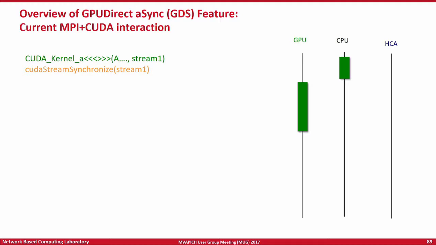So the challenge here is that because the CPU is orchestrating all of these things, once the CPU does some compute and launches the kernel, all of this time the CPU has to wait to figure out if the CUDA operation is complete. Only after the CUDA operation is complete can the CPU perform other operations. So during all of this time, the CPU is stuck doing nothing.